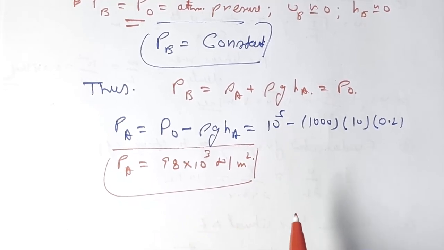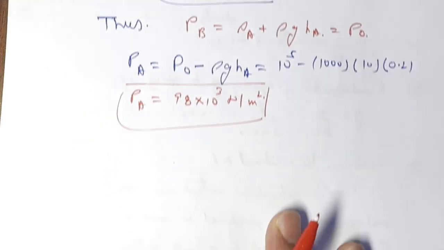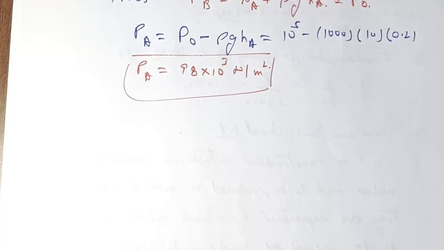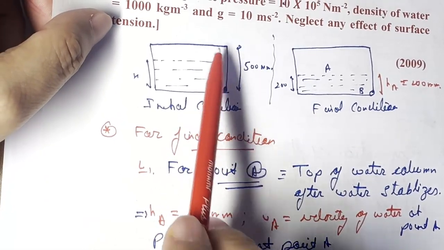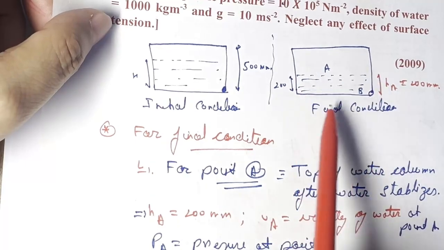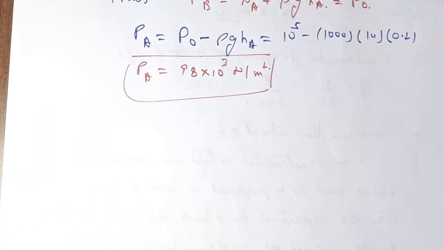Now we are going to use Boyle's law for further calculation. For that we are going to use these two figures. We are going to make a comparison using Boyle's law. This is our initial condition and this is our final condition. So let me redraw the figure again.